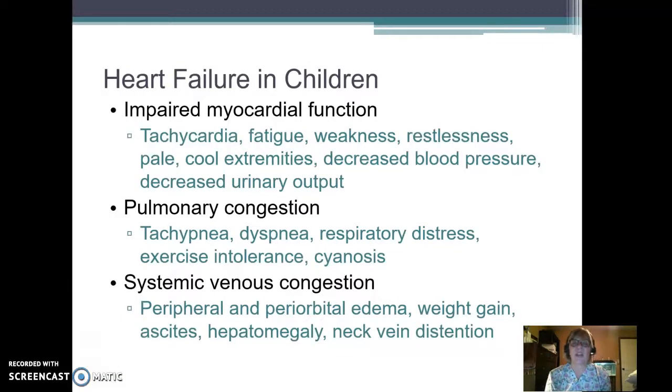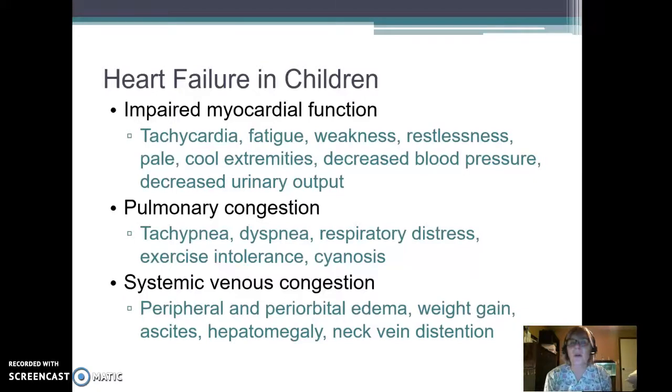Pulmonary congestion. So if the left side of the heart is backing up into the lungs, we're going to see pulmonary congestion. So tachypnea, dyspnea, respiratory distress, exercise intolerance, again, that inability to manage any sort of exertion. They just can't compensate for it. And cyanosis, if we have issues with oxygenation. Systemic, so this is right-sided heart failure, right? It's backing up into the body.